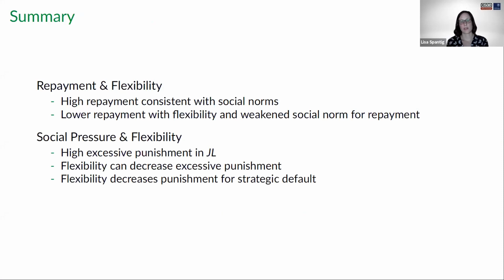In terms of social pressure, we replicate Christina's finding that there's high excessive punishment. We see quite a bit, both in terms of the intensive as well as the extensive margin, of punishing partners who face an income shock that's fully observable. But we see that flexibility can decrease this excessive punishment by half. However, flexibility, and this is again tied to the norm, also decreases the punishment for ex post moral hazard.